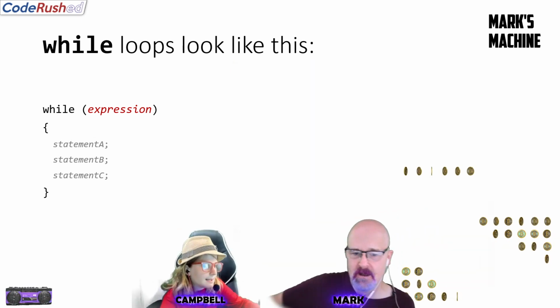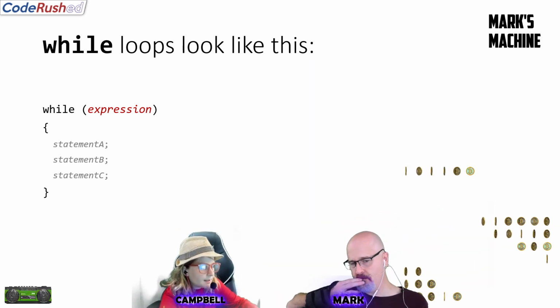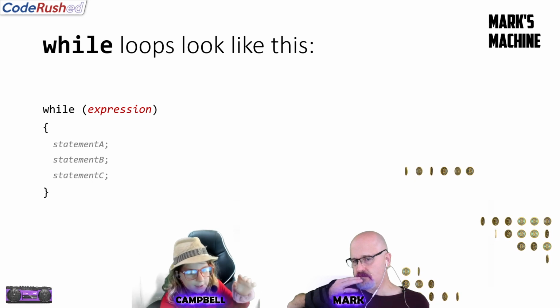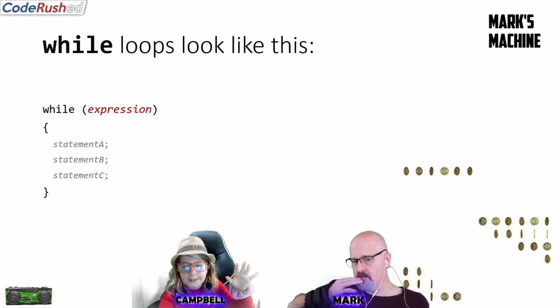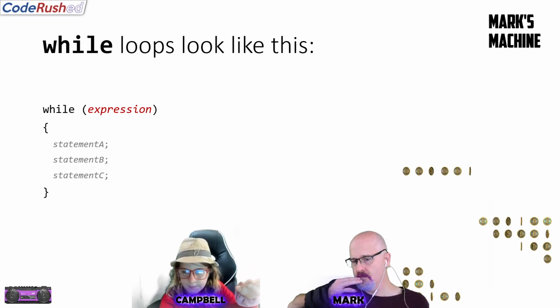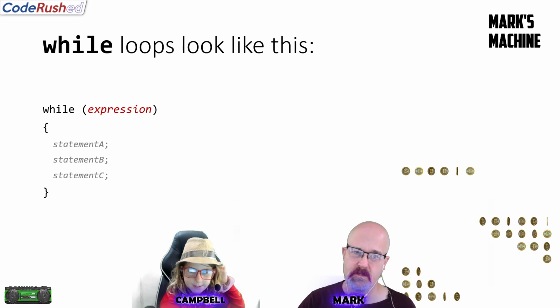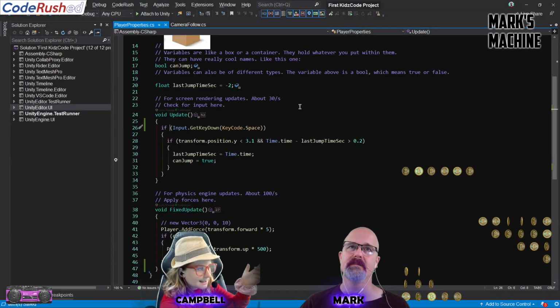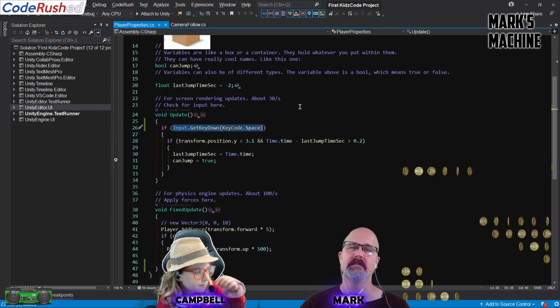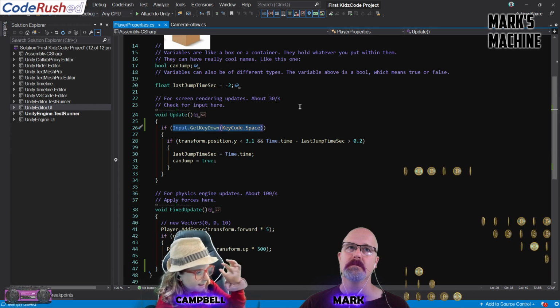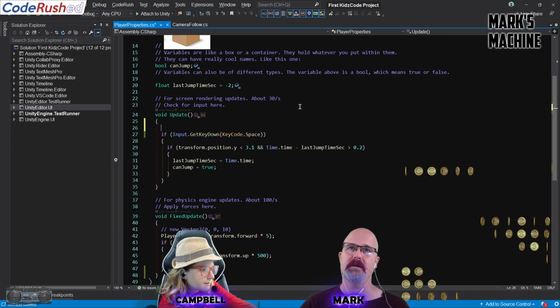For example, we could say, while input.GetKeyDown, the key's down, while it's down, always be jumping, I guess. Okay. Or let's try something like that.